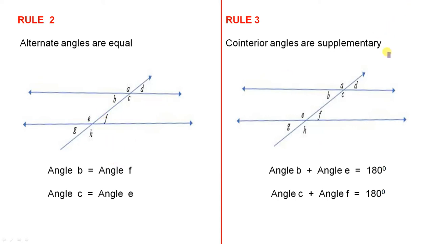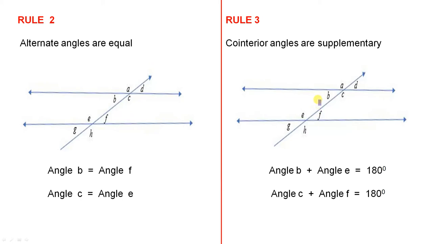The co-interior angles are supplementary, and that's rule 3. Angle B plus angle E equals 180. So this one plus that one is 180. And angle C plus angle F is 180. This one plus this one gives you 180.